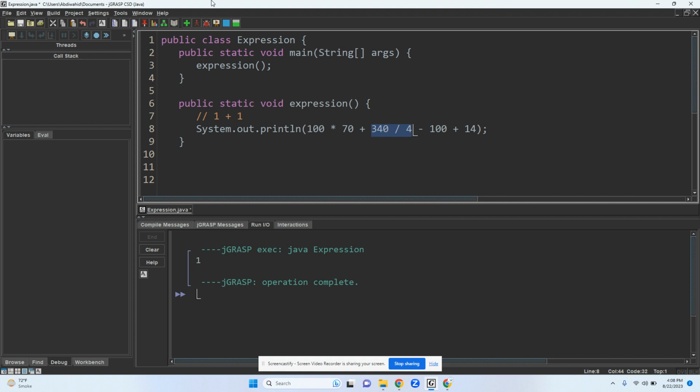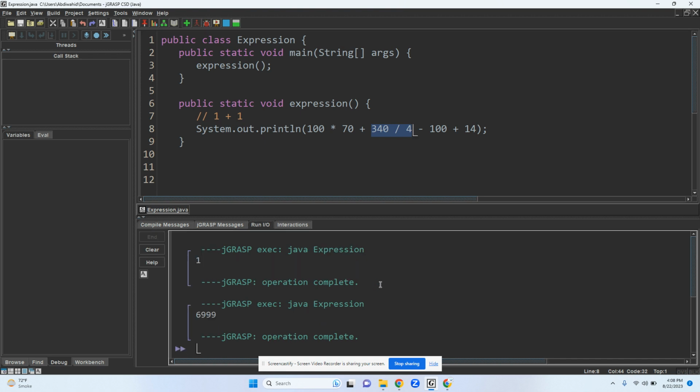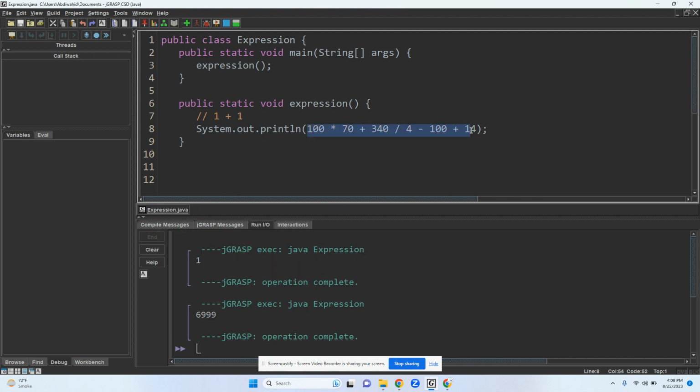So again, this is the idea of PEMDAS, and there's the answer to that. There's also this symbol in Java called mod. Mod is basically the remainder of a number. For example, if I print out 10 mod 2, what this is saying is, when I divide 10 by 2, what's the remainder? In this case, 10 divided by 2 is 5 with the remainder of 0. So the mod will print out 0.